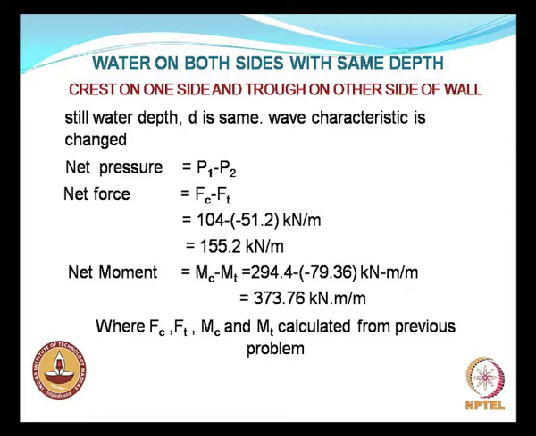Of course this will be towards the direction of the crest. Similarly the net moment will be Mc, that is the moment when the crest is on the wall, minus the moment when the trough is on the wall. Of course minus of minus becomes plus, so you have 375 kilonewton meter per meter, and all these Fc, Ft, Mc, Mt are calculated from the previous problem, the first problem.